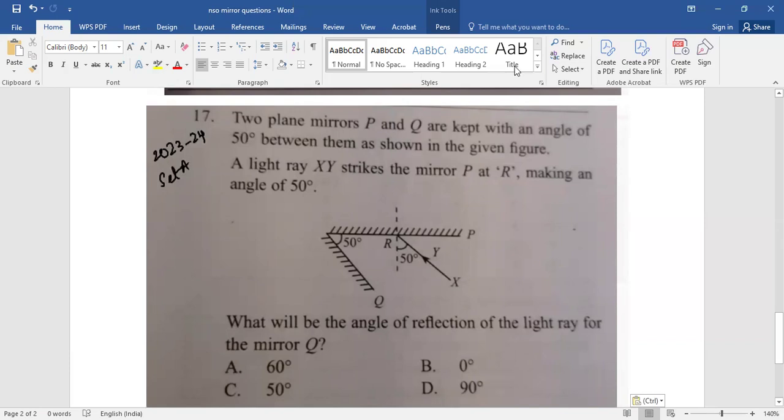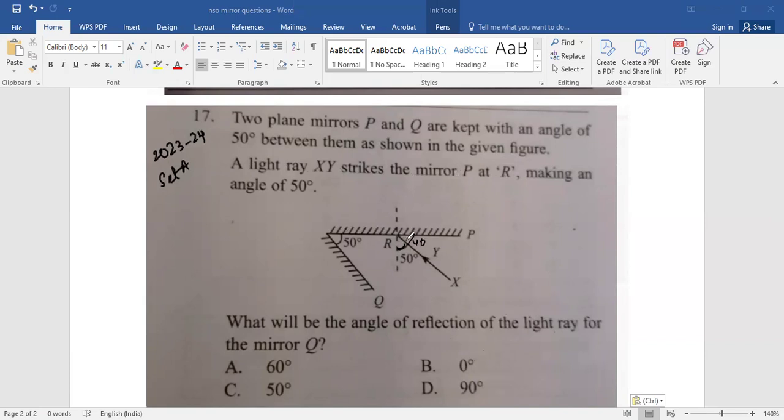Then we do this question, which is question 17. Two plane mirrors, P and Q, are kept at an angle of 50 degrees as shown. A light ray strikes the mirror P at R, making an angle of 50 degrees. What will be the angle of reflection? Now, what is the angle of reflection if this is 50 degrees?